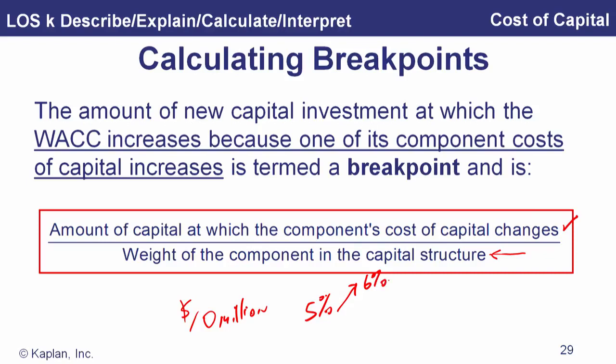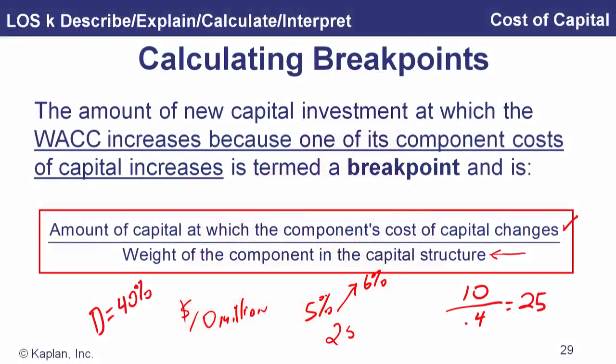Well, where is this going to happen? Well, it depends on the weight in the capital structure. So let's say that debt is 40% and equity is 60%. So we're going to divide 10 million by 0.4, and we get 25. So at 25 million in total capital budget, that's where it goes up.